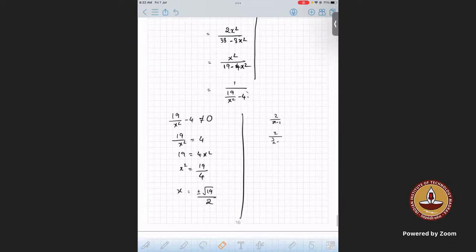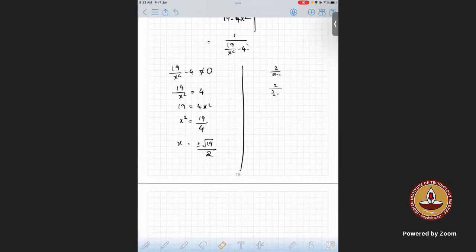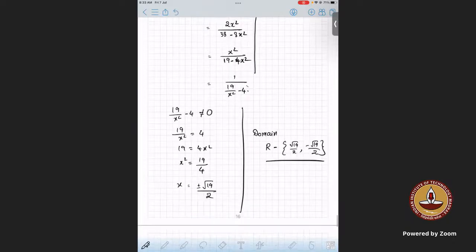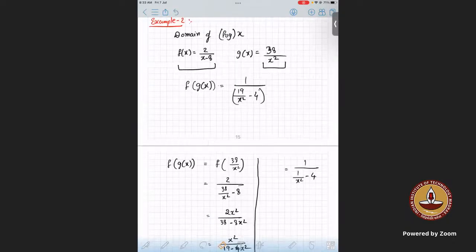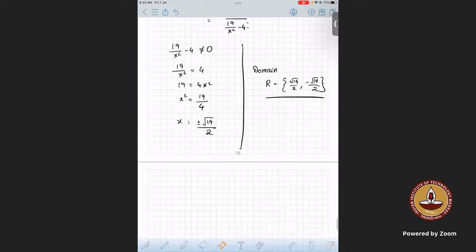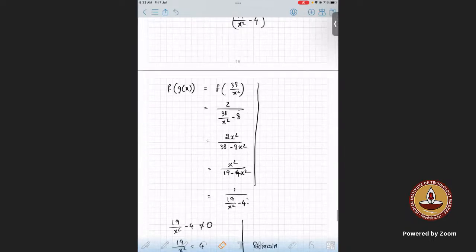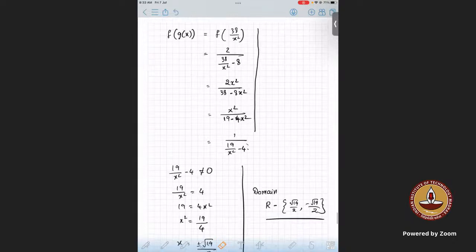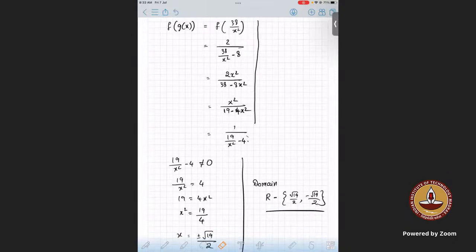R minus plus or minus root 19 divided by 2. R minus root 19 divided by 2, comma, minus root 19 divided by 2. Okay, clear? There is a small mistake, sorry for that. So 0 as well? No, you don't need 0. Only these two will not be there. You can take 0. Okay.